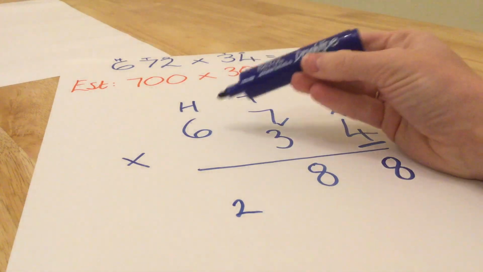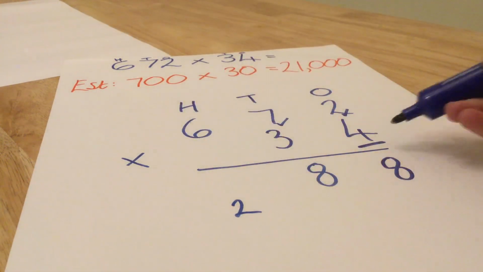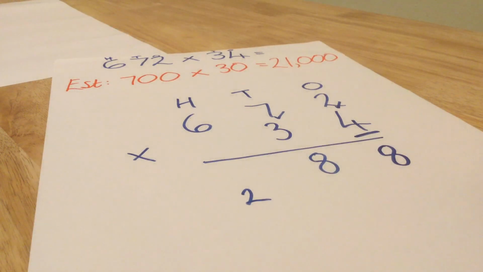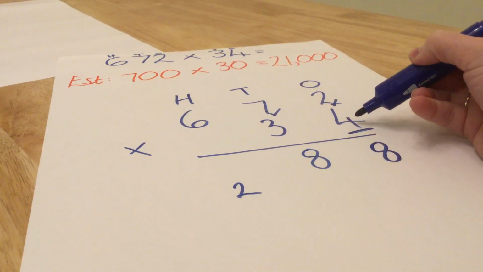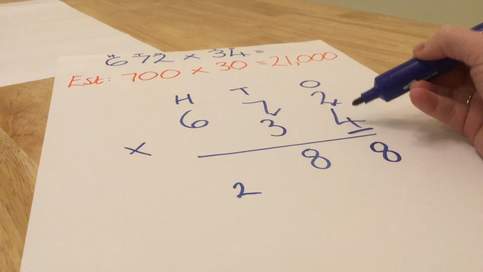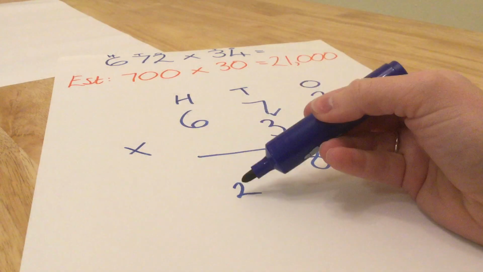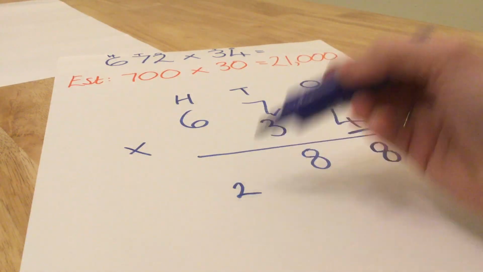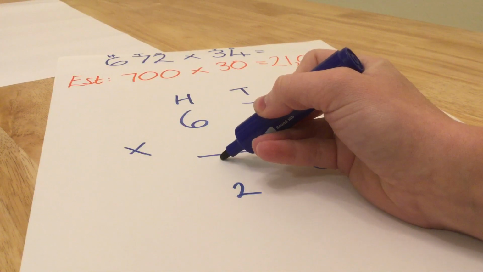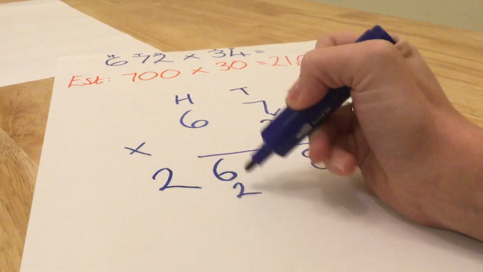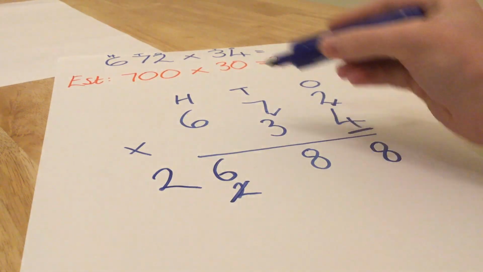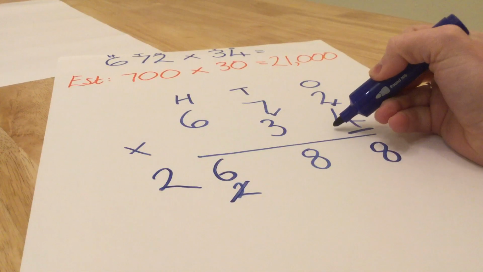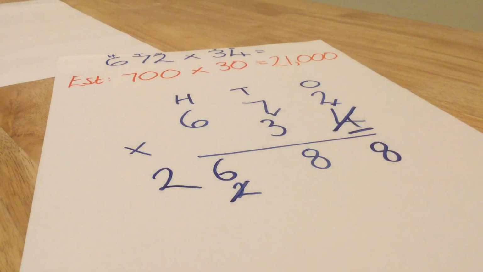Now I need to do 600 times by 4. Again, I'm going to use my place value, my number facts. I'm going to do 6 times 4. 6 times 4 is 24. And then I need to add my 2. It's 26. I'm just going to cross out that so I know that I've added that on. Good. So now I've times all of these by 4, so I can cross that out.